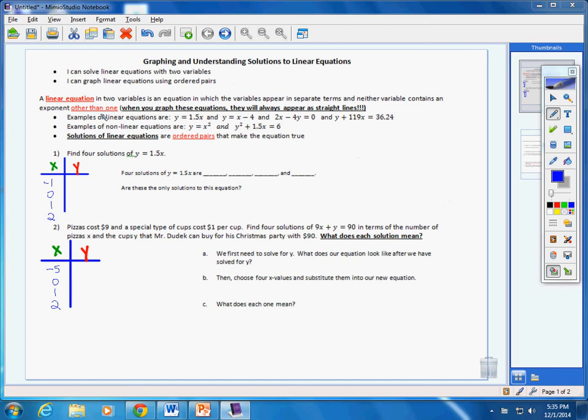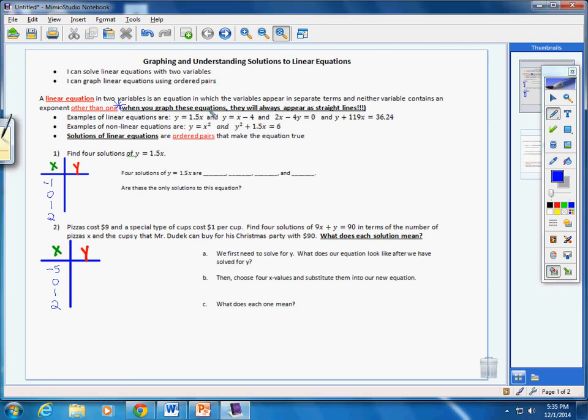Okay, so for starters, let's talk about some wordage here. A linear equation in two variables is an equation in which the variables appear in separate terms. That means there are two separate variables, and neither variable contains an exponent other than 1. This is very important. We cannot have a linear equation if one of our variables has an exponent that is something different than 1. Just as a side note right here, I put it in parentheses and I'll star it.